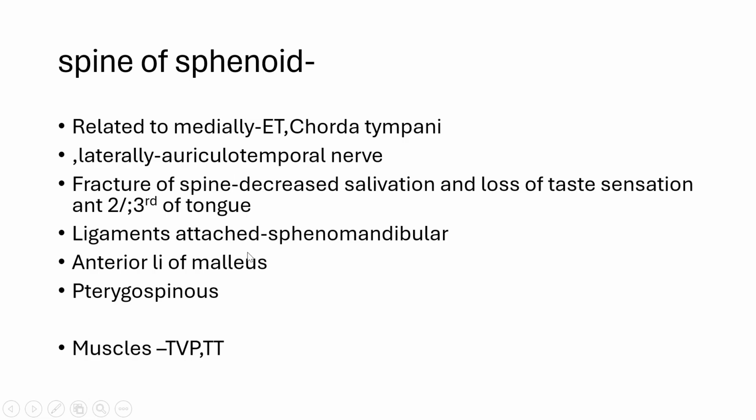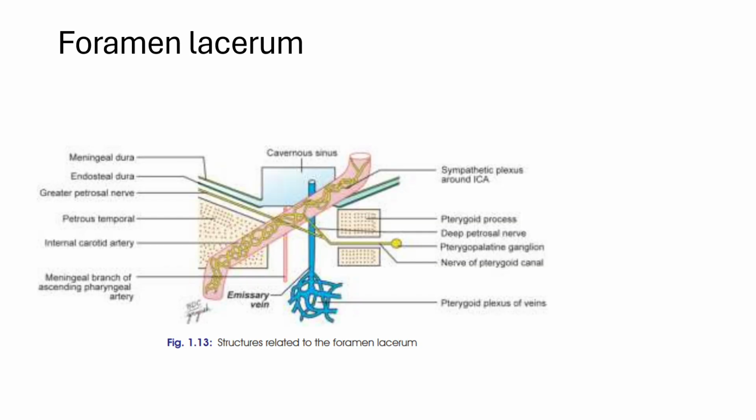Now the ligaments attached are the sphenomandibular ligament, the anterior ligament of malleus and the pterygospinous ligament. So three ligaments are attached to the spine of sphenoid, and two muscles, the tensor veli palatini and the tensor tympani muscles, are attached to the spine of sphenoid. This is commonly asked in viva.